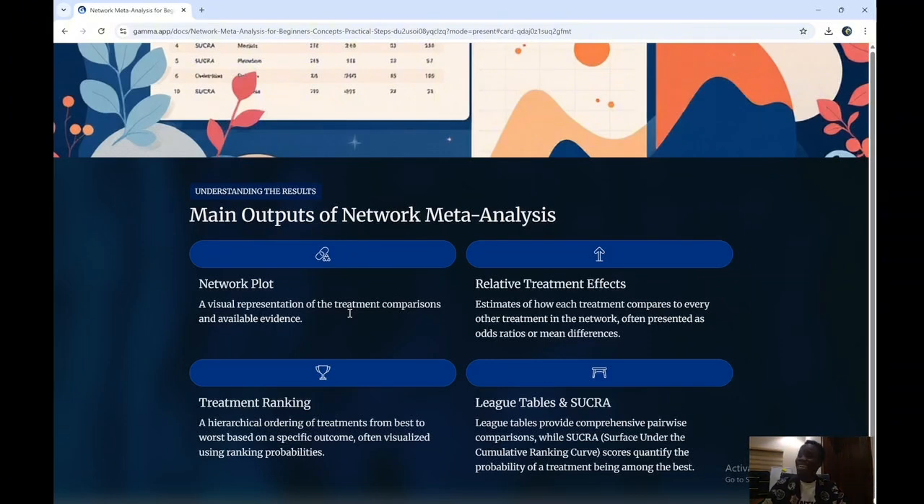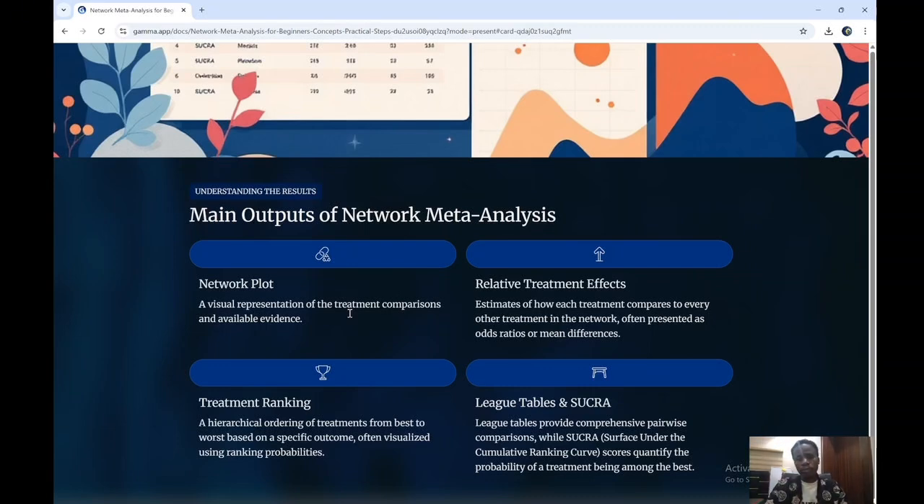Now, in the case of a network meta-analysis, we have what we call the network plot. So that is what we're also going to generate in the course of our practicals. Essentially, the network plot is a visual representation of the treatment comparisons and available evidence. Another parameter that we are going to be interested in is what we call the treatment ranking. Think of it as a hierarchical ordering of treatments from best to worst based on a specific outcome, often visualized using ranking probabilities. So that's what we use the ranking probabilities to show whenever we display the results of a network meta-analysis.